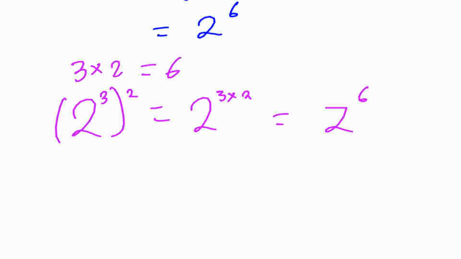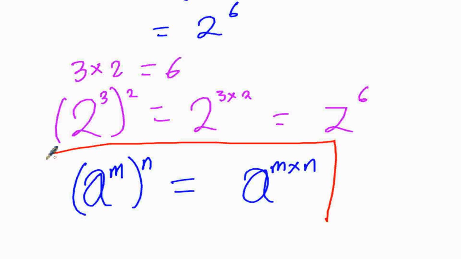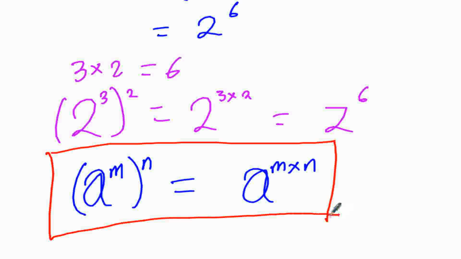So this gives us our third law, that if you have any number raised to a power m, and then the whole thing is raised to a power n, it will give you a power m times n. This is our third law of indices.